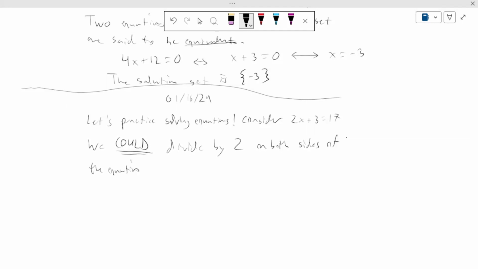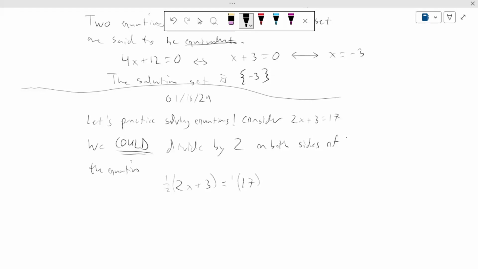So what would that look like if I did that? I have a 2x plus 3, I have a 17, and dividing by 2, and I don't know if everybody knows this, so stop me if you don't, but dividing by 2 is the same thing as multiplying by 1/2. Everybody okay with that? Most of the time I'll express division as multiplying by fractions, for simplification purposes.